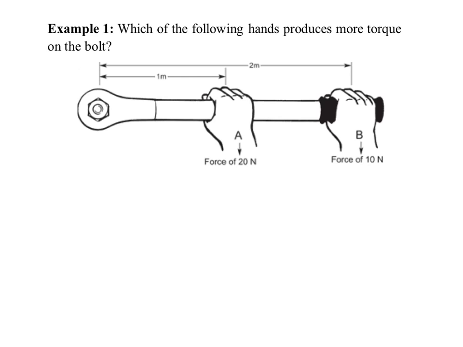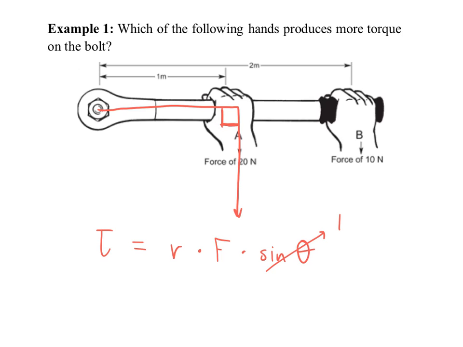Not 0, be careful. The other way around. Remember, this is my r, and that's my force. 90 degrees. So we call this 90 degrees here, and we say that the angle theta is 90 degrees for both of these. So we know that this is our formula right here, r F sine theta. So this does not matter because the sine of 90 is 1.